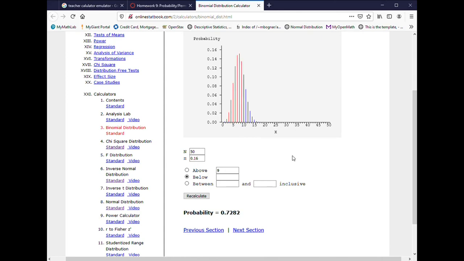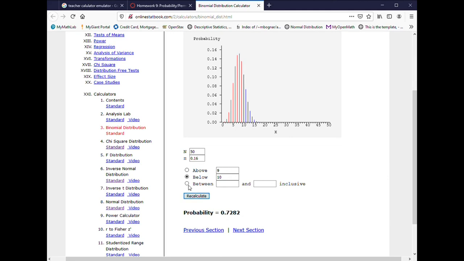For part B, I want to calculate at most 9 of them live in poverty. So that means 0, 1, 2, 3, 4, 5, 6, 7, 8, 9. So 9 is the highest we can go to. So it starts from 0 to 9. So there's several ways I can do that. At most 9 is equivalent to saying below 10. Because if you're below 10, you're going to be at most 9. So we'll click recalculate, and here is our solution, 0.7282 for part B.